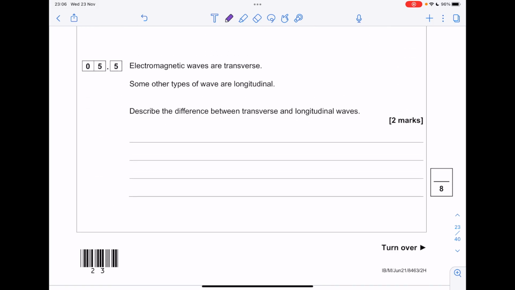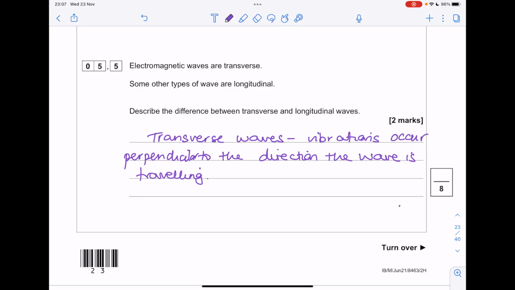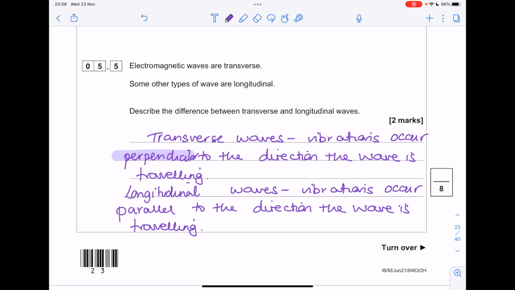Electromagnetic waves are transverse. Some other types of waves are longitudinal. Describe the difference between transverse and longitudinal waves. So for transverse waves, vibrations occur perpendicular to the direction the wave is travelling, whereas for longitudinal waves, the vibrations occur parallel to the direction the wave is travelling.